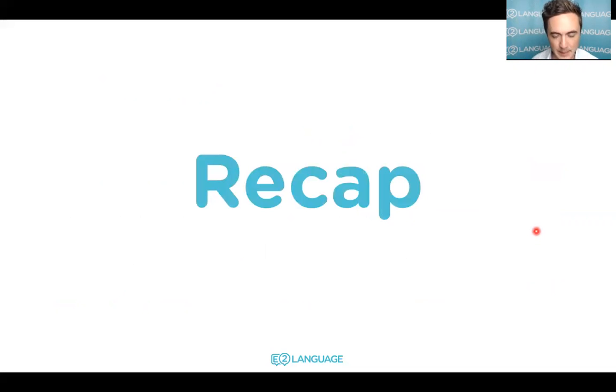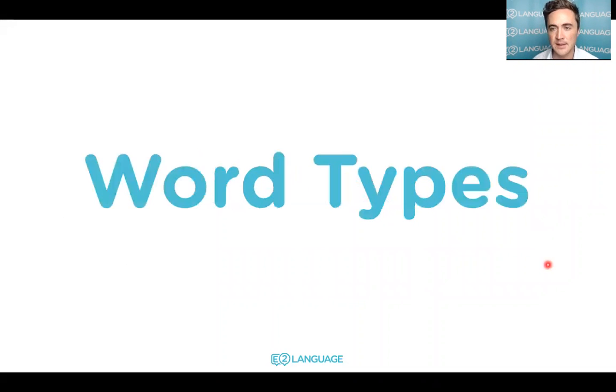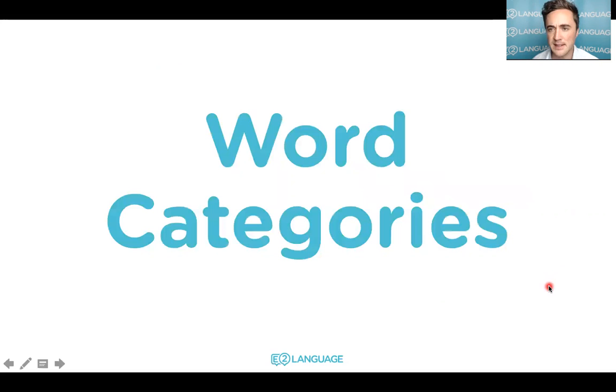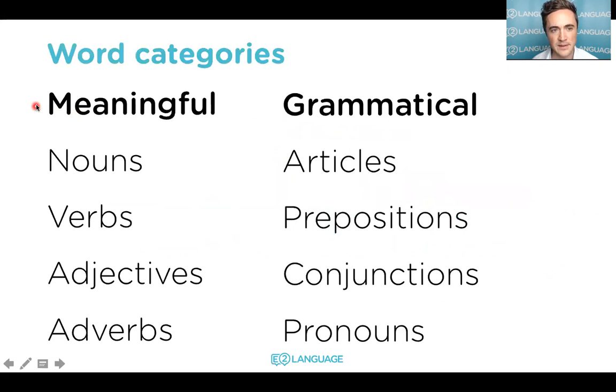Let's recap what we have learned, okay? First of all, we learned that there are different word types in English. We learned that there are 8 word types: nouns, verbs, adjectives, adverbs, articles, prepositions, conjunctions, and pronouns. Then we learned that these can fit into 2 categories: meaningful words, which are nouns, verbs, adjectives, adverbs, and grammatical words, which are articles, prepositions, conjunctions, pronouns.